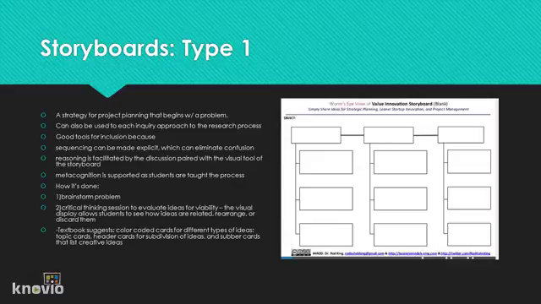Now I'm going to talk about a few different strategies that can help to teach students how to learn higher level thinking skills. So storyboards are a good tool. Storyboards type 1 are a strategy for project planning that begins with a problem. They can also be used to teach the inquiry approach to the research process. It's a good tool for inclusion for ELN students because sequencing can be made explicit, which can help eliminate any confusion. Reasoning is facilitated by the discussion, which is paired with a visual tool of the storyboard, and metacognition is supported as students are taught the process.